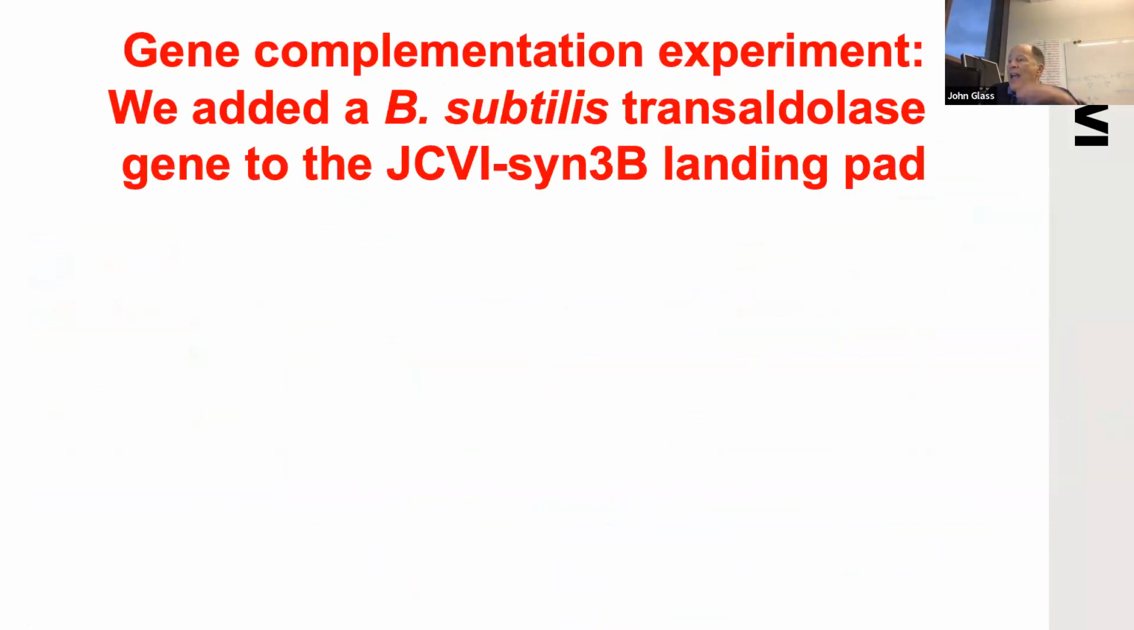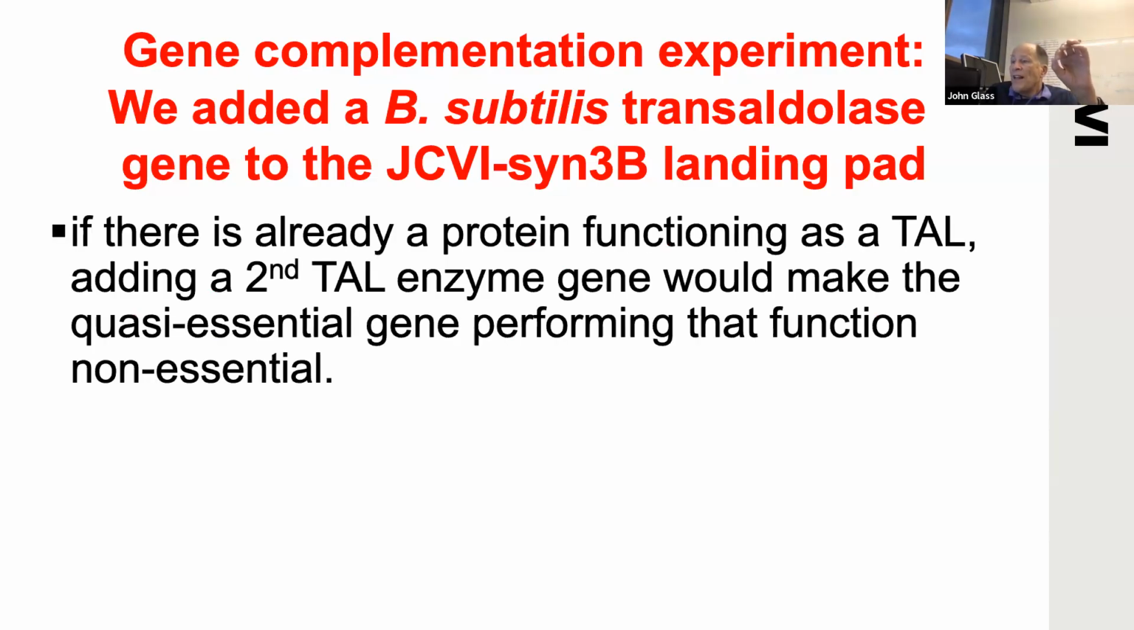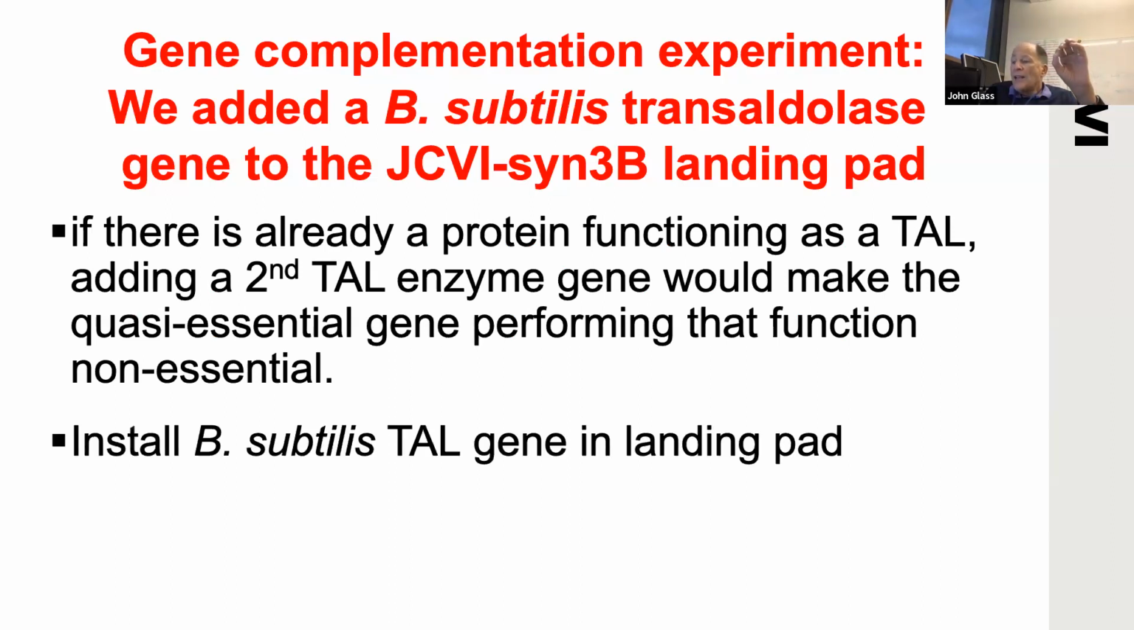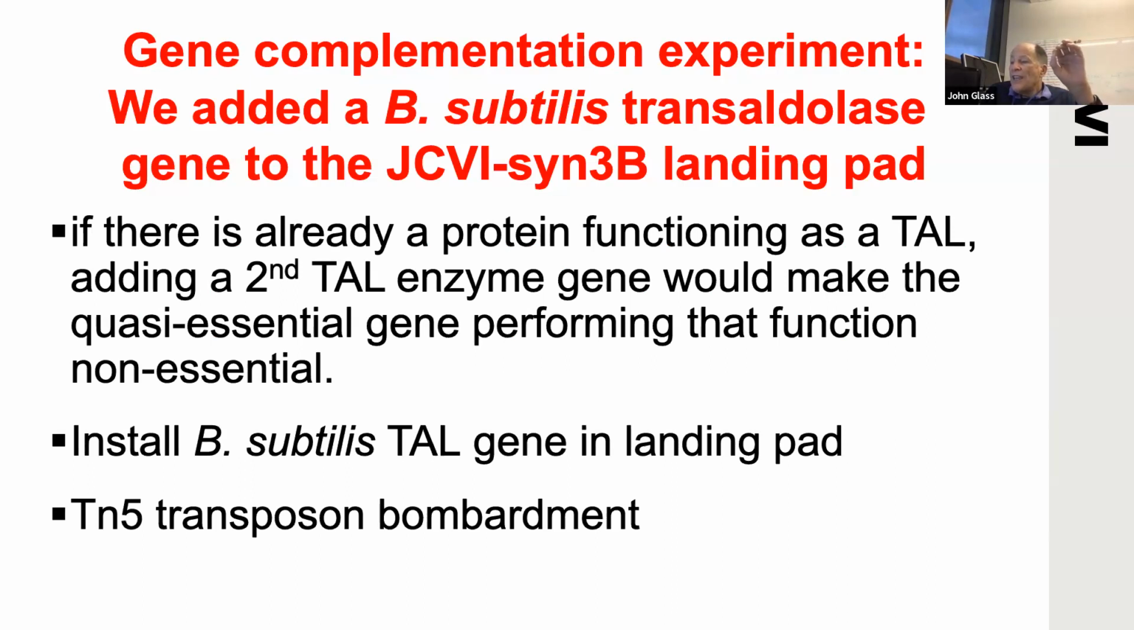Andras added a Bacillus subtilis transaldolase to the JCVI Syn3.0 minimal cell. We put that back in, so now we assume that the cell has a Mycoplasma transaldolase, which is quasi-essential, and a Bacillus subtilis transaldolase, which would be non-essential. So now, since it's got two of these things, neither gene would be essential. Then we did a transposon bombardment to see if we can identify the landing pad.